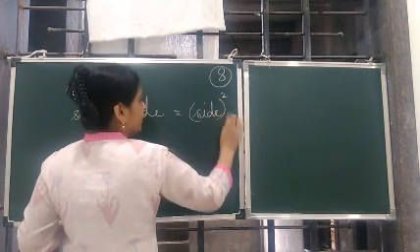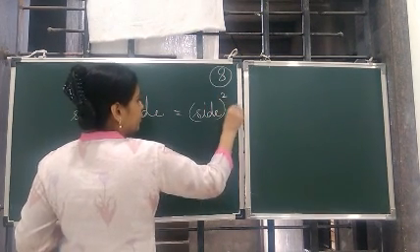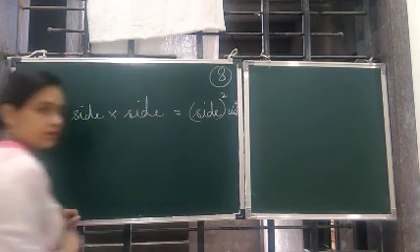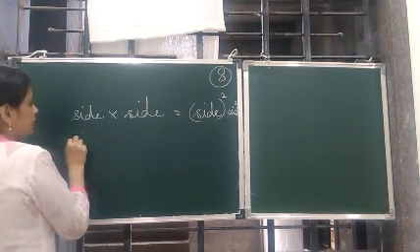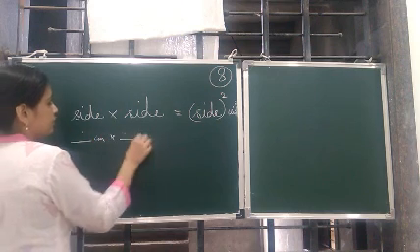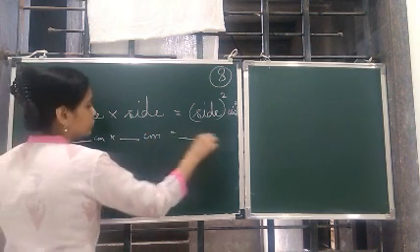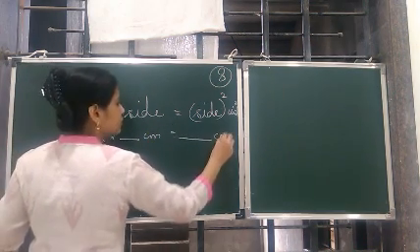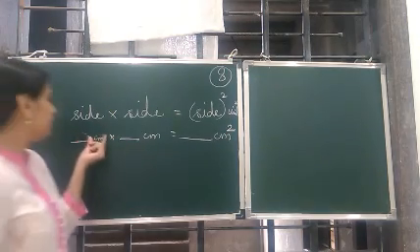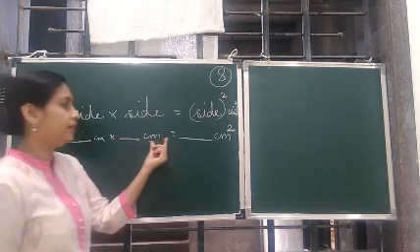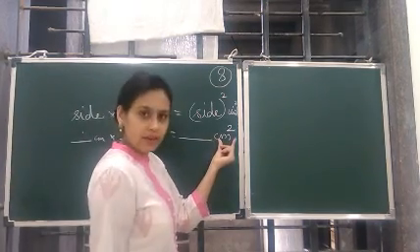And unit square also, right? That means if it is, suppose, some centimeter into some centimeter, which is equal to whatever is the answer, it is again centimeter square. That means we see when we multiply two units, we get the square of it.